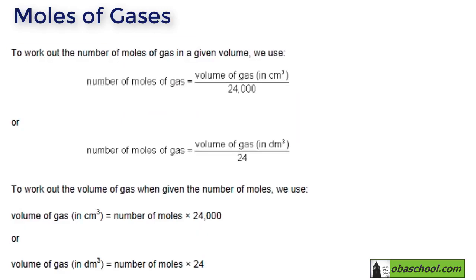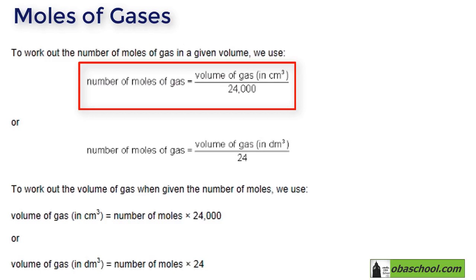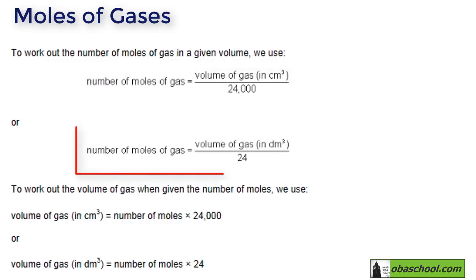We can describe the relationship between number of moles of a gas and a volume of a gas in this equation. Number of moles of gas equals volume of gas in centimeter cubed over 24,000, or the volume of gas in decimeter cubed over 24. And depending on what is given, whether it's the number of moles or the volume of gas, we rearrange the equation.